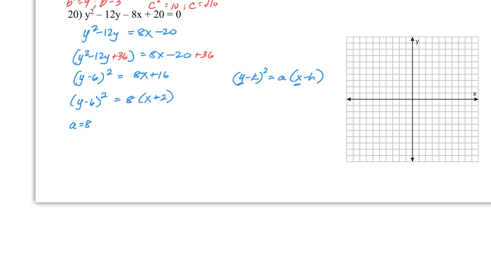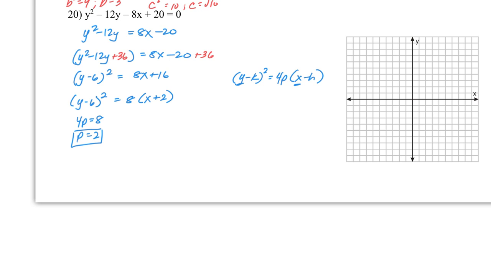Now remember that in this particular type of question, I'm kind of going back to an old formula. It's not really a anymore. Remember, we replaced a with 4p, right? So in this problem, 4p equals 8. That means p equals 2. Remember, p is the distance from your vertex to your focus or your directrix.